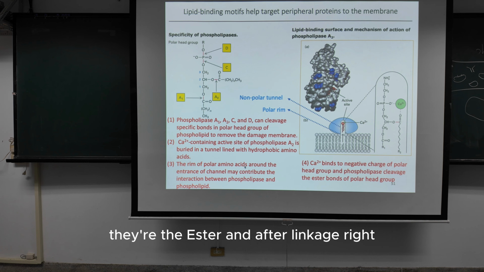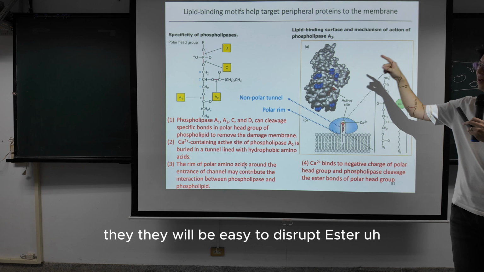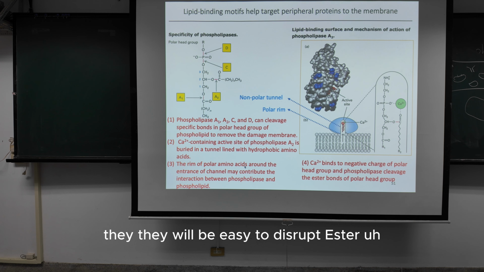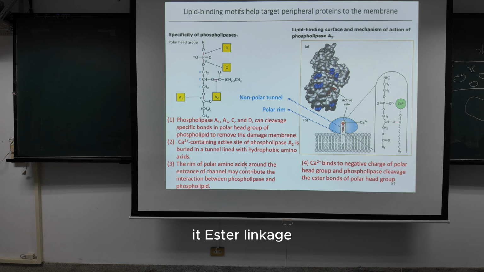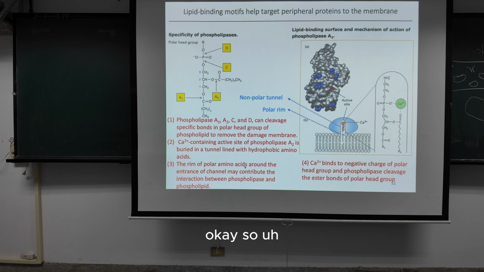Ester will be weaker, because phospholipids have enzymes that damage them. They will easily disrupt the ester linkage, but cannot easily disrupt other linkages. Okay, so this is a big family. It contains A1, A2, C or D phospholipases. They will damage the phospholipid. This is the polar head chemical structure of the lipid.